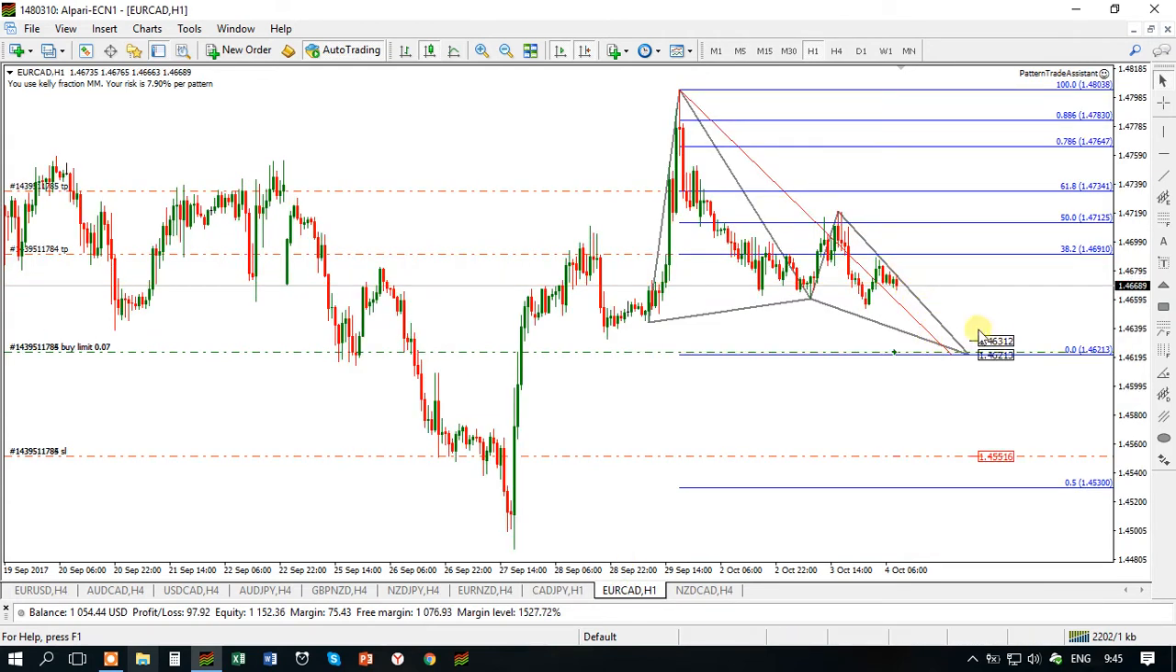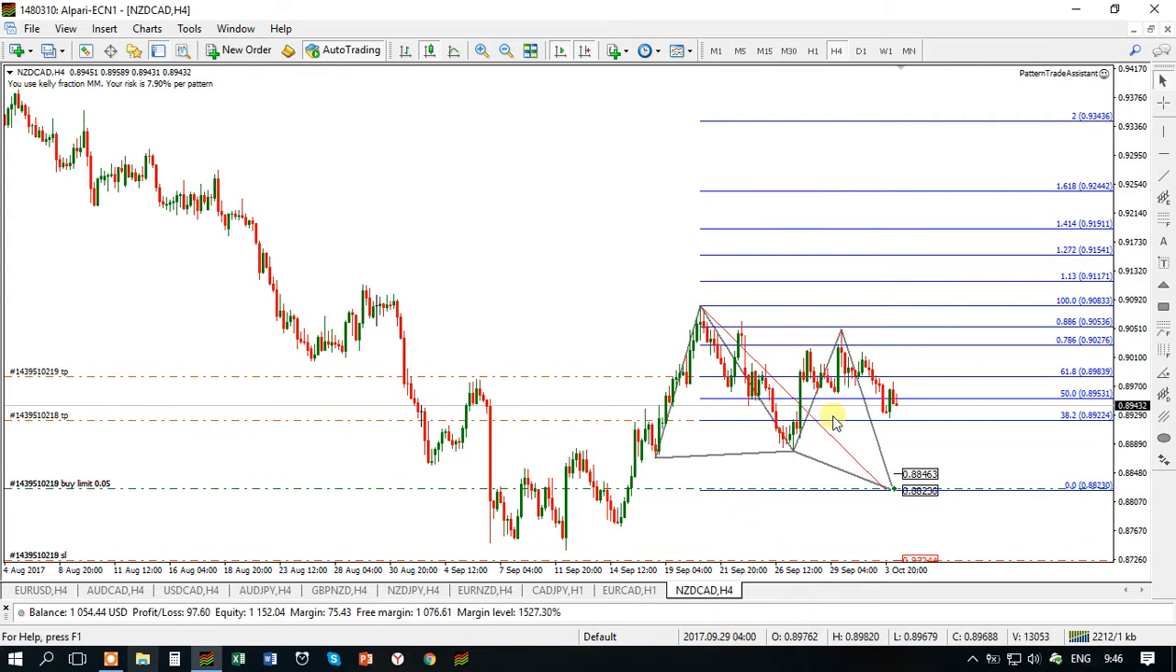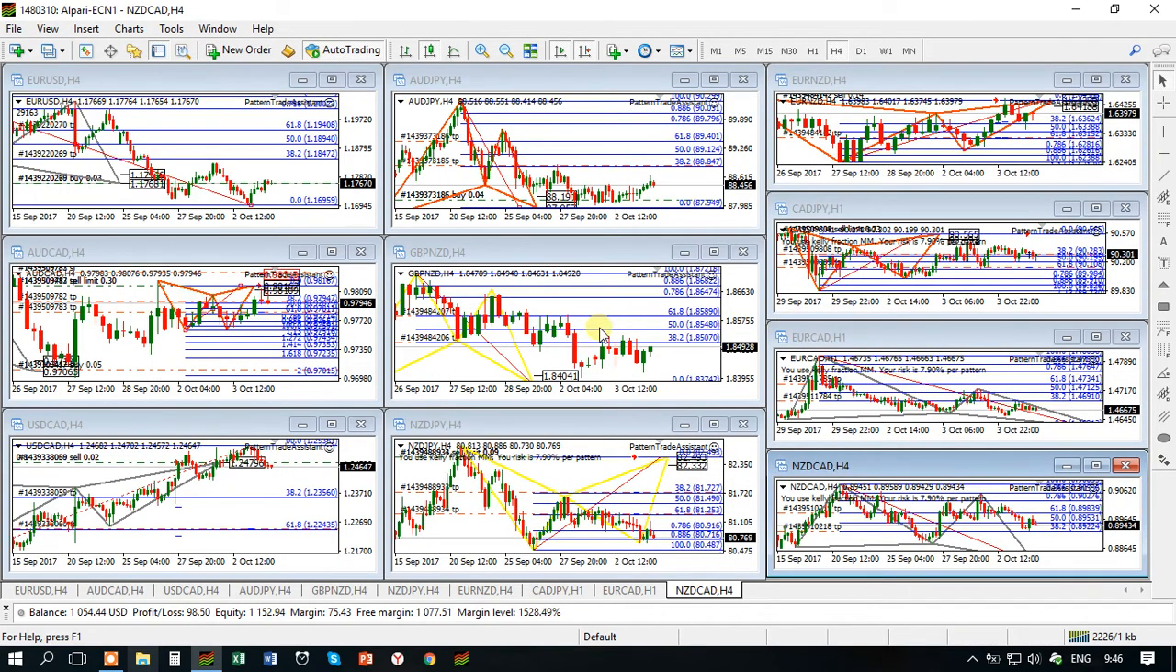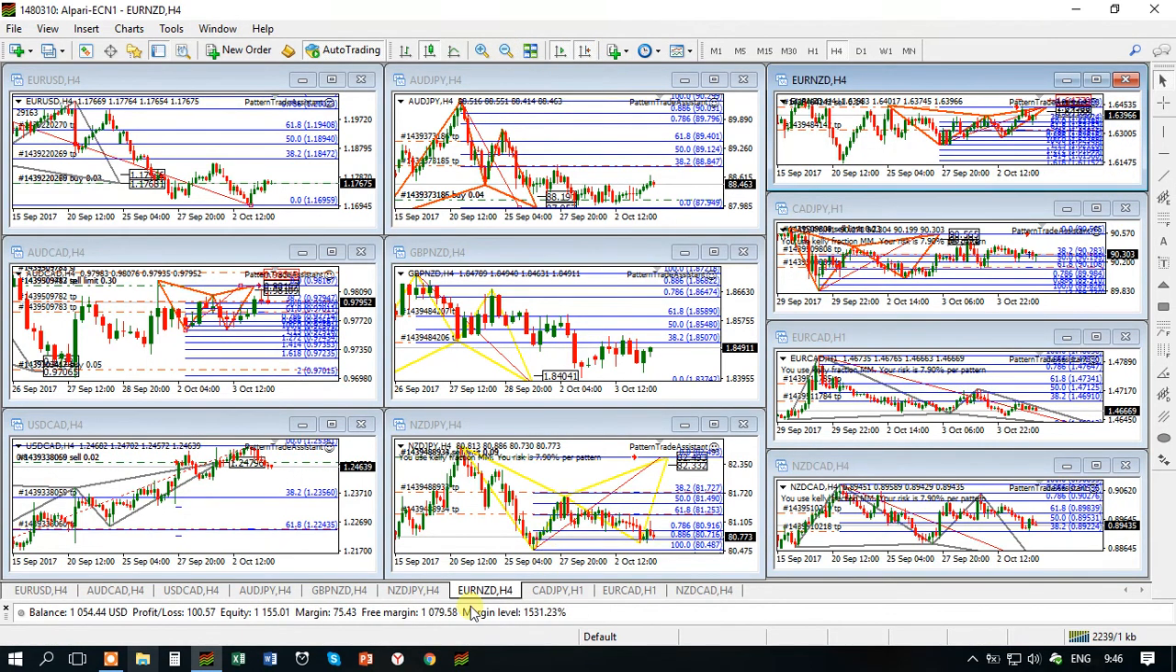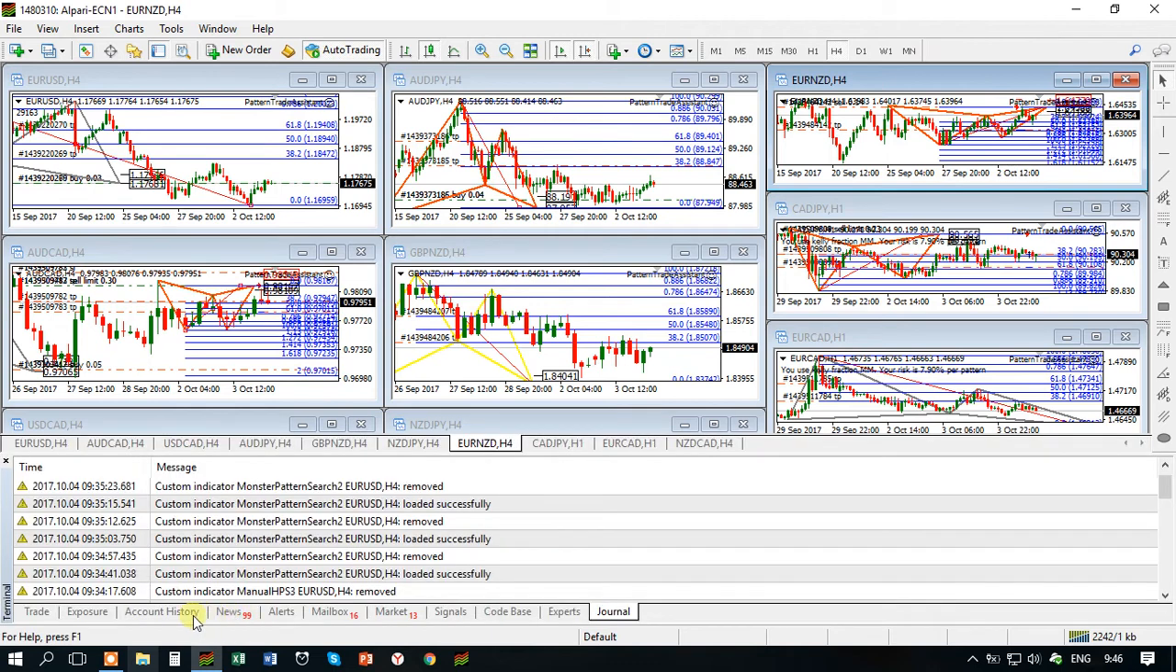Euro Canadian, another butterfly advance formation, just buy it here and sell it if it goes there. New Zealand Canadian, a bit far from completion, but we still have all those odds in our favor that it will move lower. Okay, so that's it about the trade setups that I have on my radar, and as I promised, I will update you on my performance, so how this strategy performs itself.